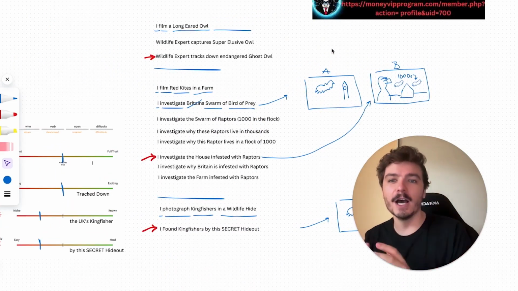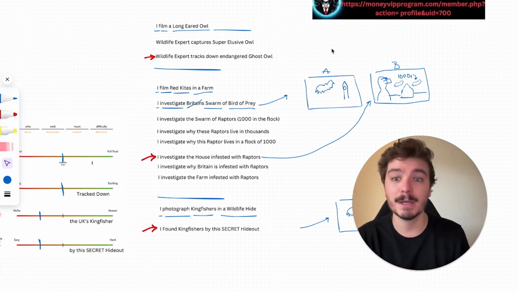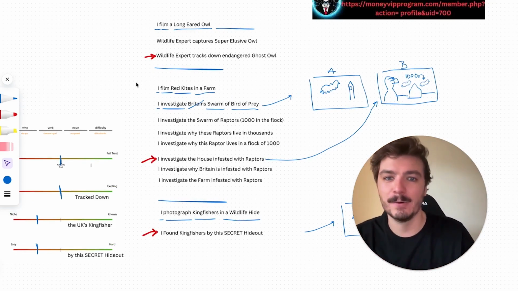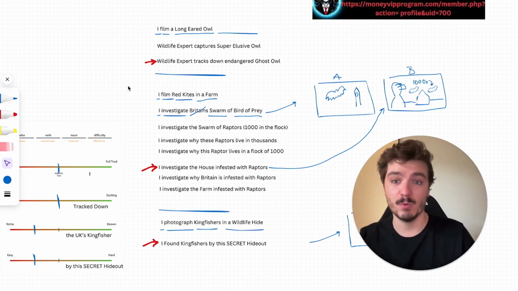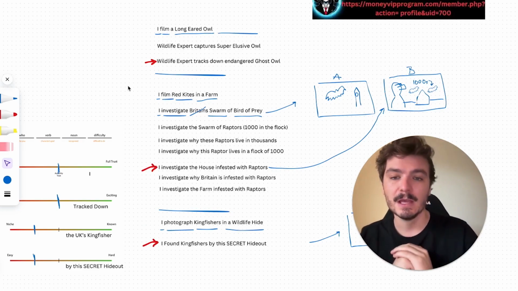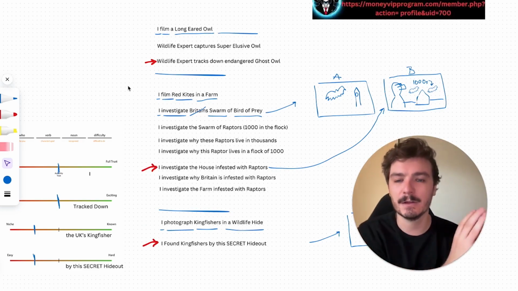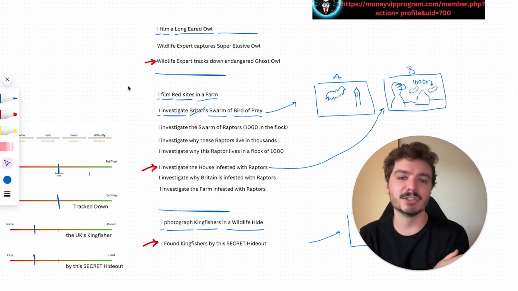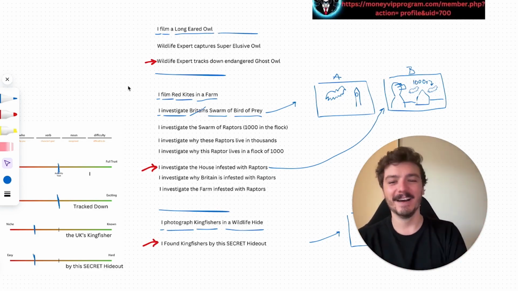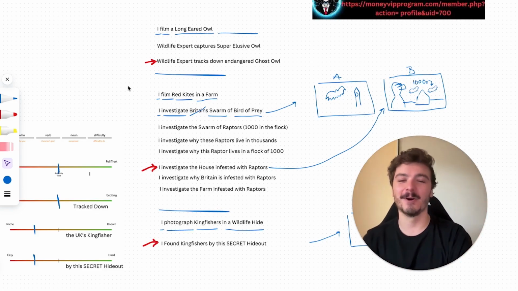We have I filmed a long-eared owl, became wildlife expert tracks down endangered ghost owl. That sounds very interesting to me. Wildlife expert tracks down endangered ghost owl. I would definitely click on that. Then we have I film red kites in a farm. Not that interesting, and it's been changed to I investigate the house infested with raptors. I think that is a very good title. I'm quite happy with that.